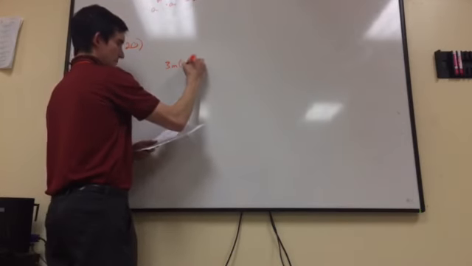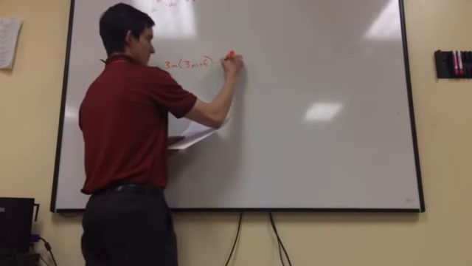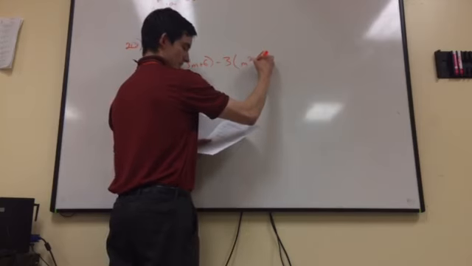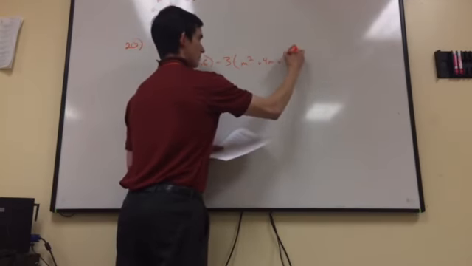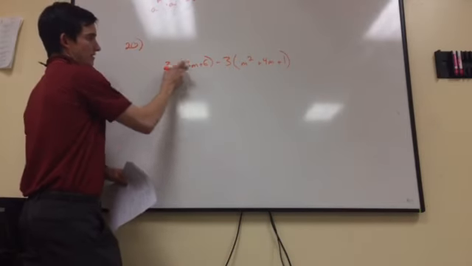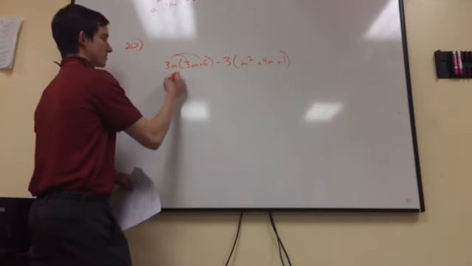3m times 3m plus 6 minus 3 times m squared plus 4m plus 1. Start off with distribution. So we have a number on the outside of a parentheses. I'm going to distribute just like I did that last example. 3 times 3 is 9.